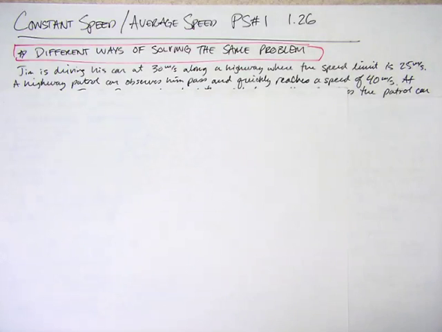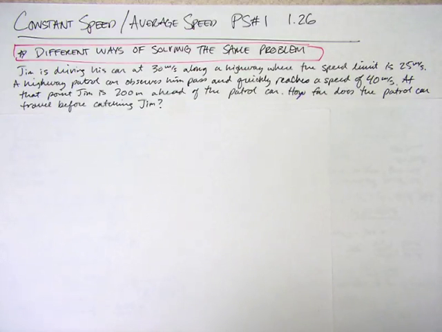Okay, in this video I want to show you guys different ways of solving the same problem. For some of the more complicated problems, there's not always one preferred or have-to-do-it-this-way type of solution pattern, but there's multiple ways to do it. So we're going to take this problem from problem set 1, which was problem 1.26 with the cop car and Jim, and I'm going to show you 3 different ways you can solve this problem or approach it.